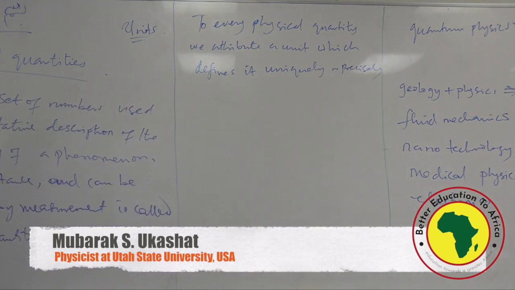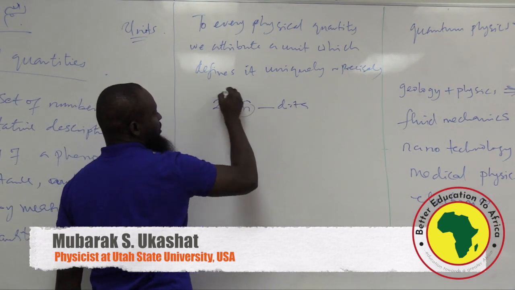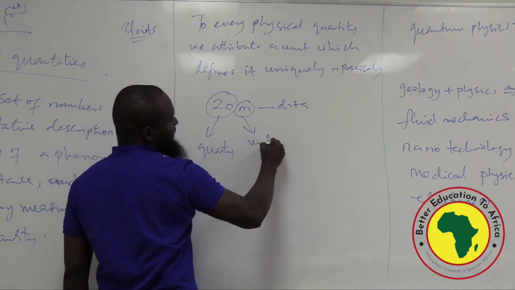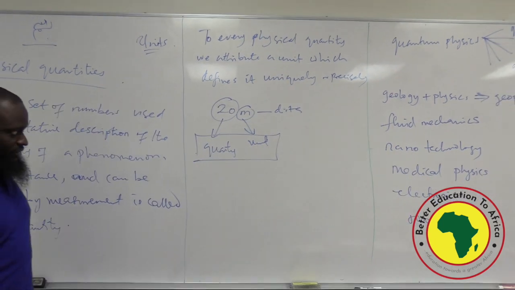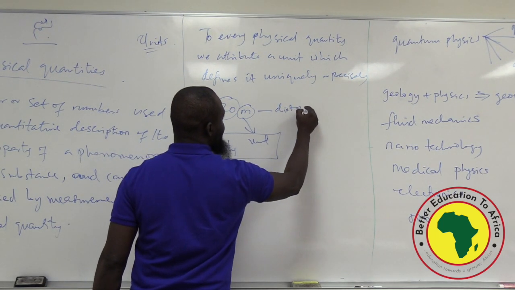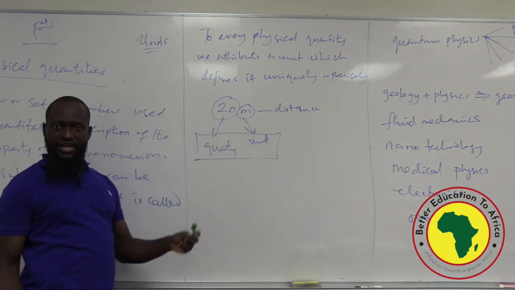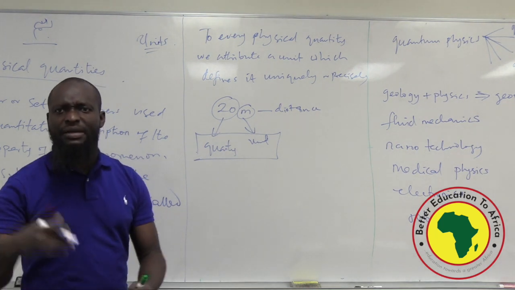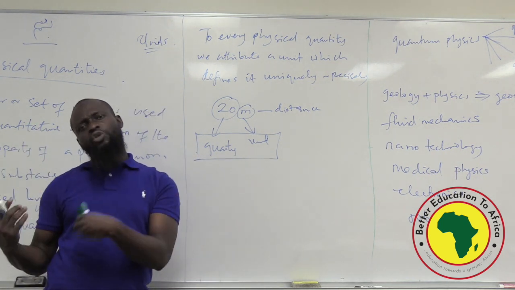So I say 20 meters as distance. So it's the quantity and the unit. The quantity is the number and the unit. Together, we make sense of the physical quantity. It's distance or length. We're going to explain more, but I'm just giving an example that we have a quantity and a unit attached together for us to define every quantity from the other. 2 hours. So I'm talking about time. 2 is the quantity and hours is the unit. So totally they combine together to define the physical quantity time.